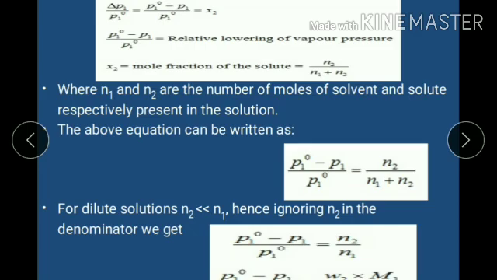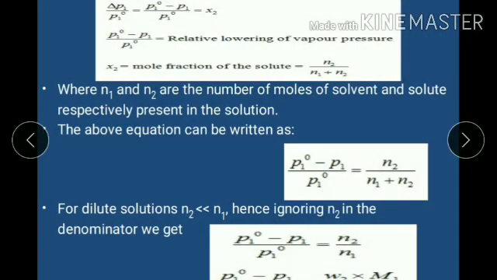The above equations can be written as (P1⁰ − P1)/P1⁰ = n1/(n1 + n2), because both are equal. (P1⁰ − P1)/P1⁰ is equal to X2, and the value of X2 is this. So we can say both the terms are equal.